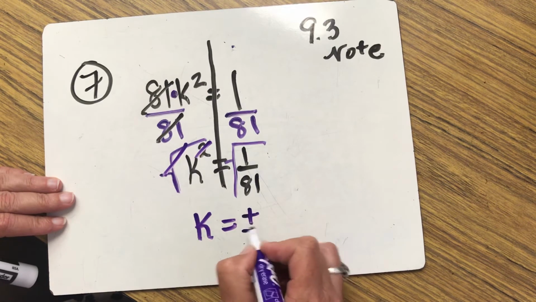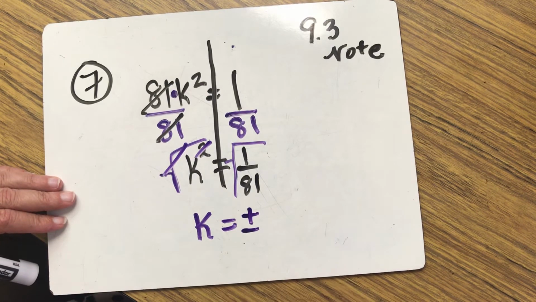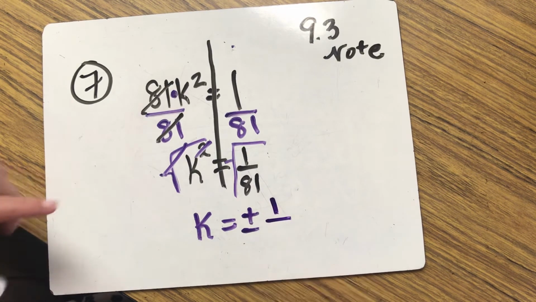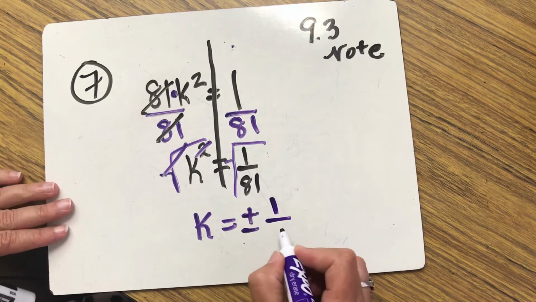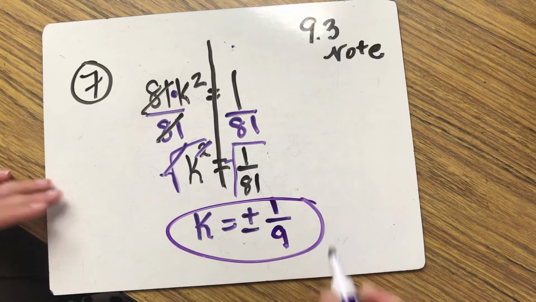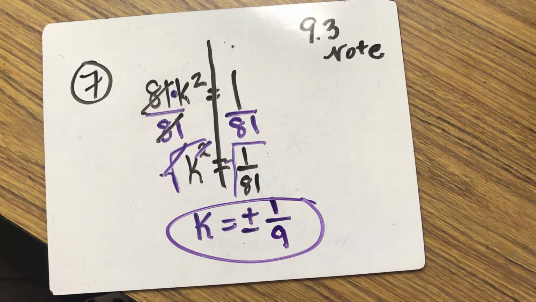So we're going to do positive or negative. Well, square root of 1. Do we know the square root of 1? Yes, it's 1. That goes on the top. What's the square root of 81 on the bottom? Well, that's a 9. Your final answer is a fraction, plus or minus 1/9.